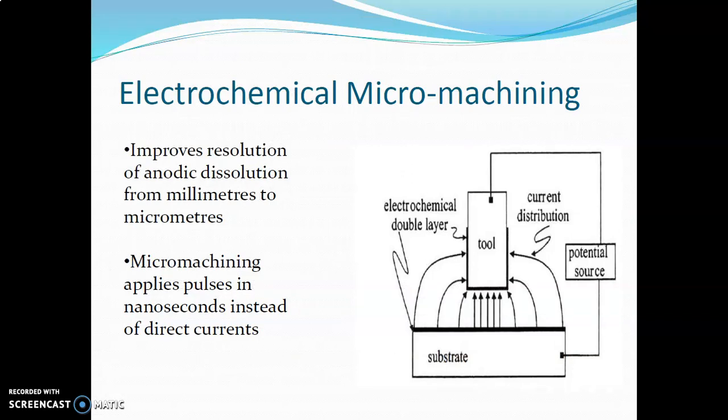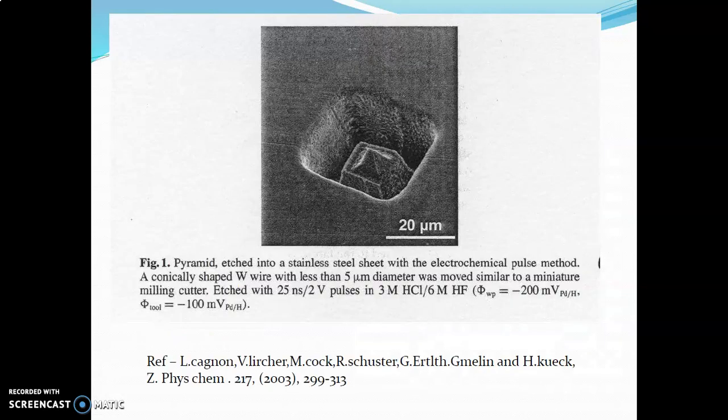This process is also used for micro machining. We are not discussing it in detail, but you can study this figure. It is magnified at 20 microns. So you can create a pyramid. You can see over here the pyramid is a sheet of stainless steel made with the electrochemical pulse method. Here we are using a conical shaped tungsten wire of less than 5 micron diameter.